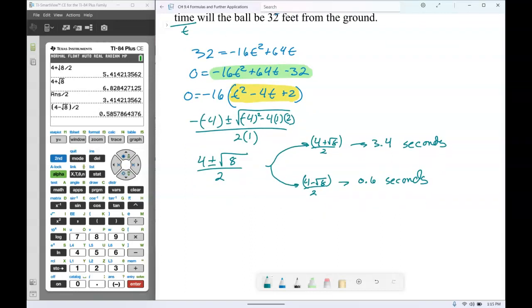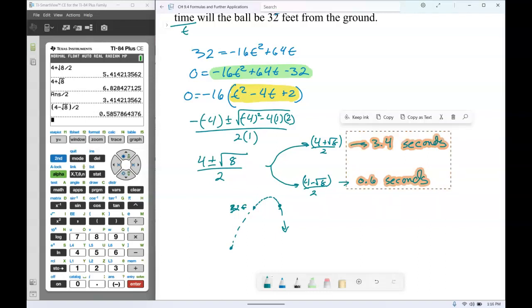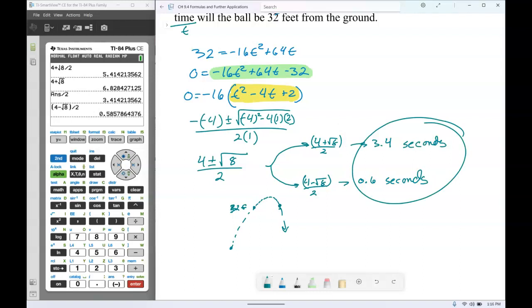What's happening to a ball that gets launched up into the air? It goes up, then it comes down. So, is it possible that it could reach 32 feet twice during its travels? It can go up, hit 32 feet, keep going, and then come back down, hitting 32 feet again. So as long as the time is valid, i.e. they're both positive, then it's going to reach that height at 2 different points in time. So both solutions are valid: 0.6 seconds, and again at 3.4 seconds. It's twice.